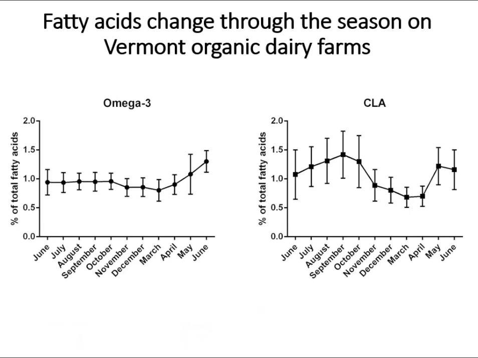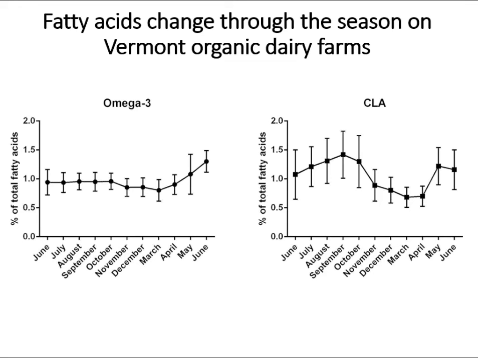So we enrolled 30 organic producers, and we sampled them from June of 2012 to June of 2013. I just want to note here on the y-axis you'll see that we're missing January and February because indoor diets tend to be pretty consistent. We opted not to sample in those months.